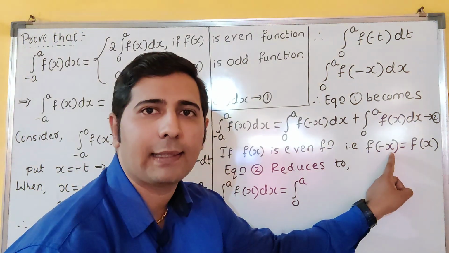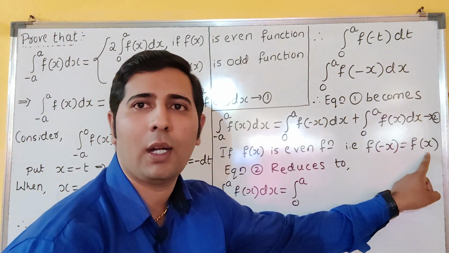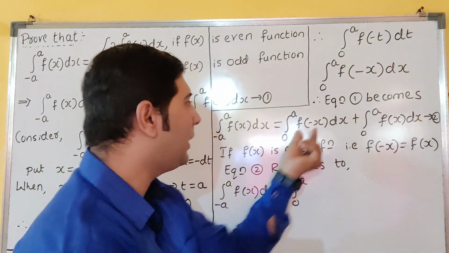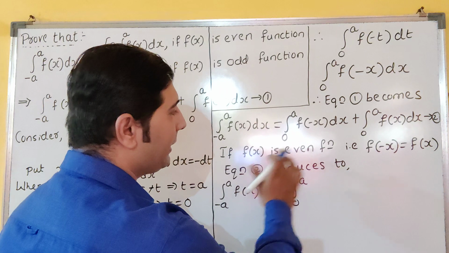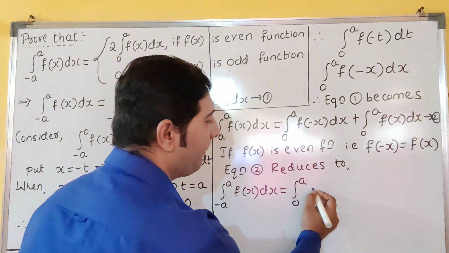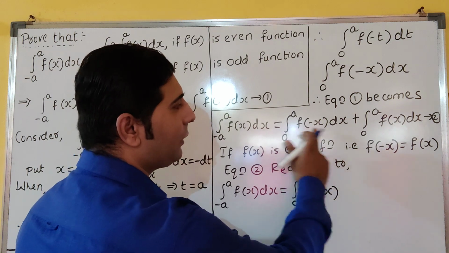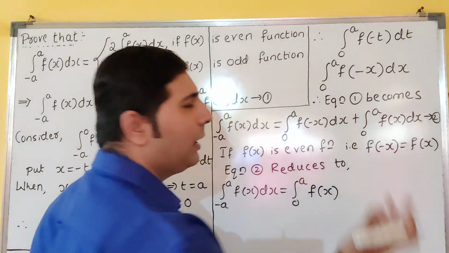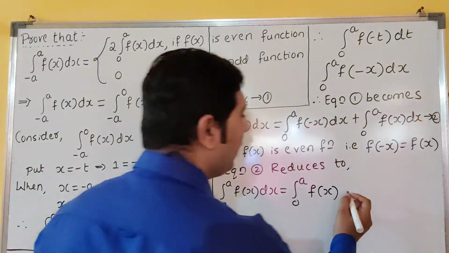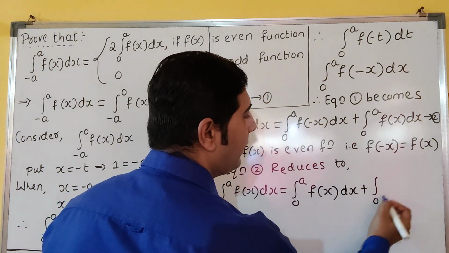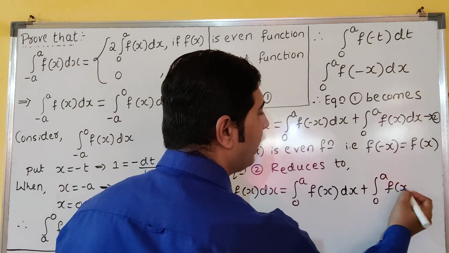f of minus x will become f of x, or not? Are you getting that f of minus x has become f of x? Because if f is an even function, we are saying, so f of x is an even function means what? f of minus x will become f of x, understood, into dx, plus this you write as is, 0 to a f of x dx.